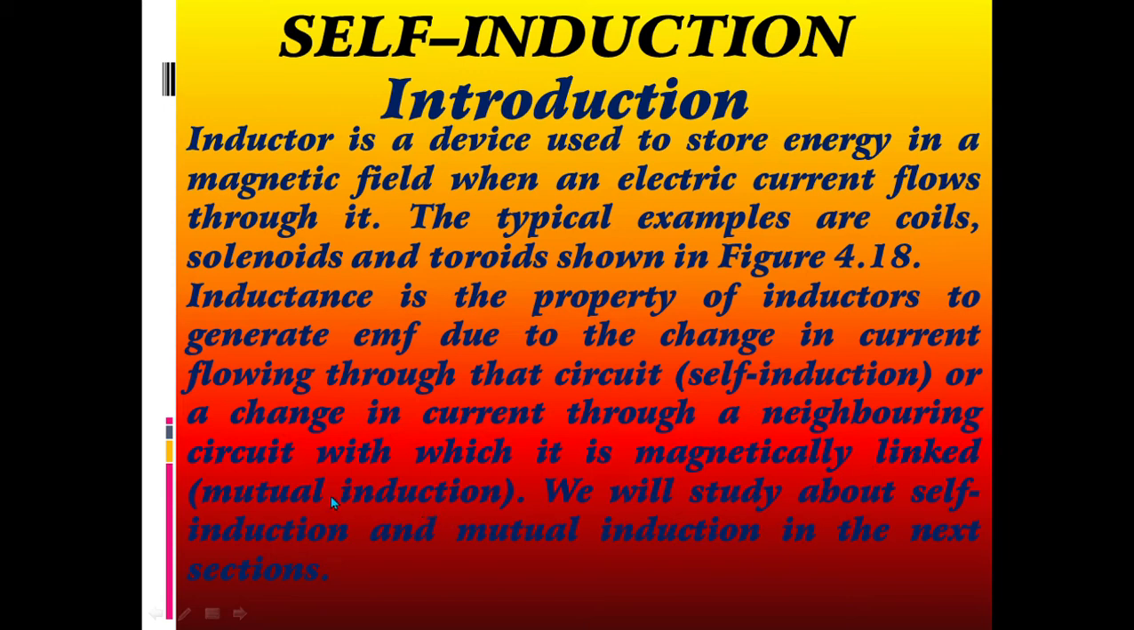That is mutual inductance. Consider two coils. When we apply current in the first coil, it produces a magnetic field towards the neighboring coil. The magnetic lines of force link with the neighboring coil and produce an induced EMF. The induction acting between the two coils is called mutual inductance. We will study self-inductance and mutual inductance in the next sessions.